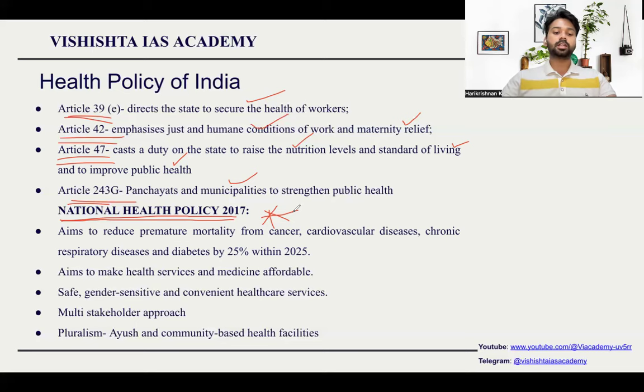Certain important factors: it aims to reduce premature mortality from certain specific lifestyle diseases such as cancer, cardiovascular disease, chronic respiratory disease, and diabetes also. For all these diseases, the policy tells that it has to reduce the mortality by 25% by 2025. Most of the targets are for 2025 in the National Health Policy.